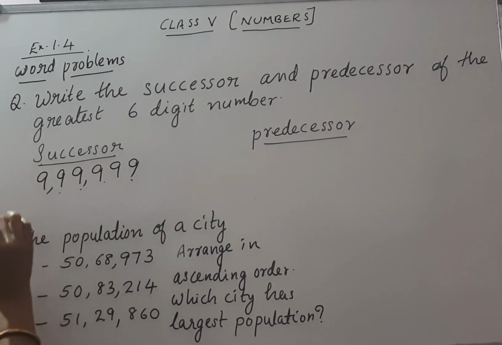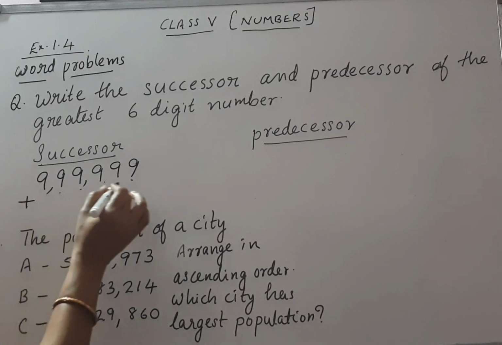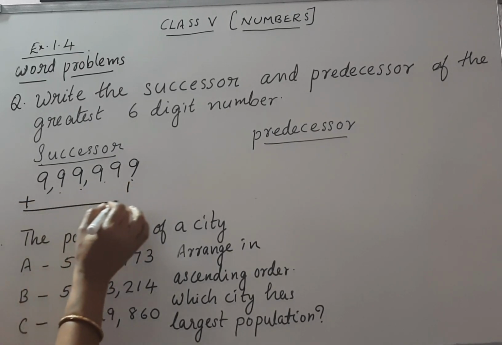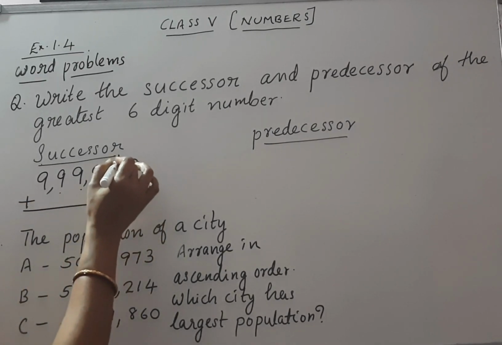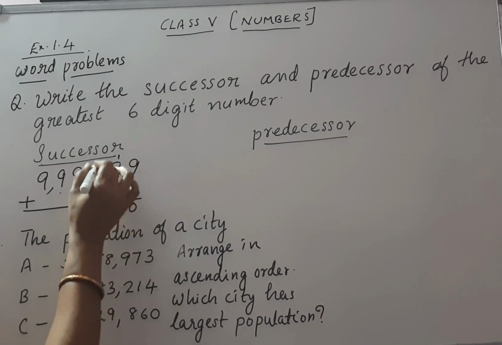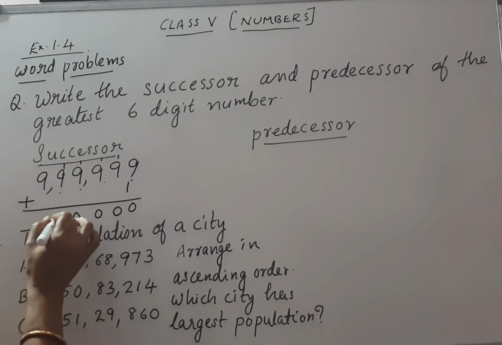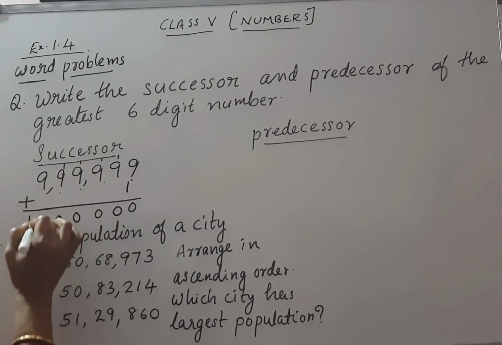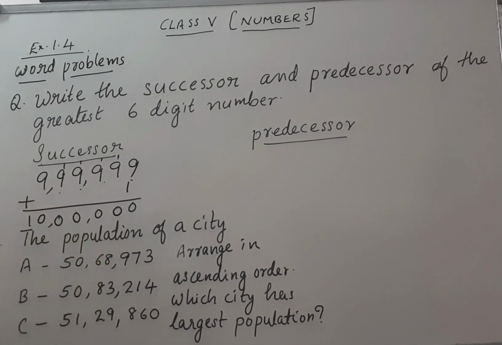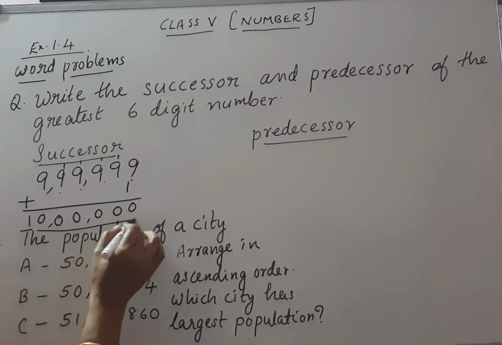Here I have written the heading successor. Successor means add 1 to the given number. 9 plus 1, 10, 1 carry; 9 plus 1, 10, and so on for each digit. So we are getting 10 lakh as the successor of the greatest 6-digit number.